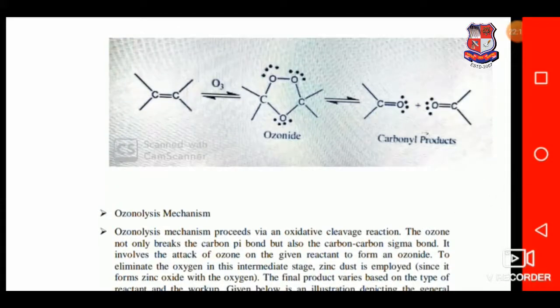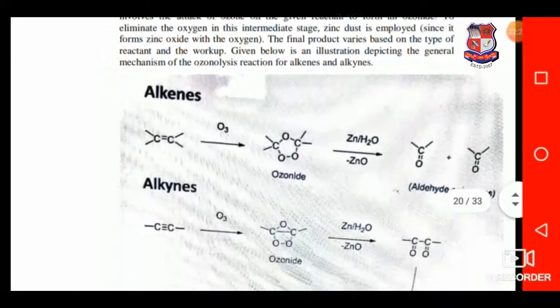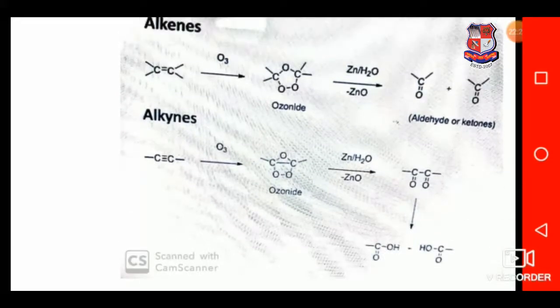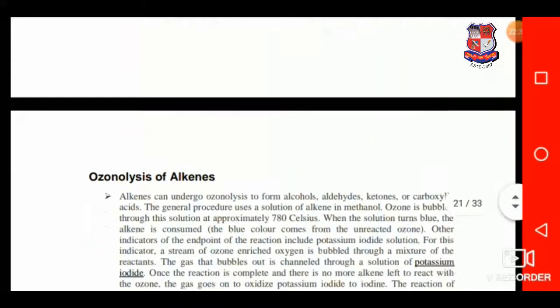This is a mechanism for that in the intermediate, that is ozonide. Ozonolysis mechanism. This is the full mechanism, for illustration purposes, of how the carbonyl compounds form.